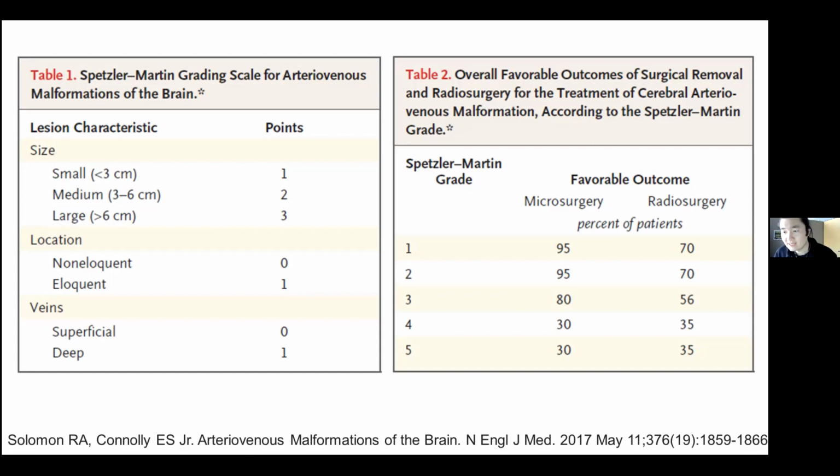Table 2 on the right basically highlights that the higher Spetzler-Martin grade correlates with an increased risk of microsurgical and radiosurgical morbidity and neurologic deficits. So, generally speaking, the higher the grade, the more conservative the approach that is generally taken.